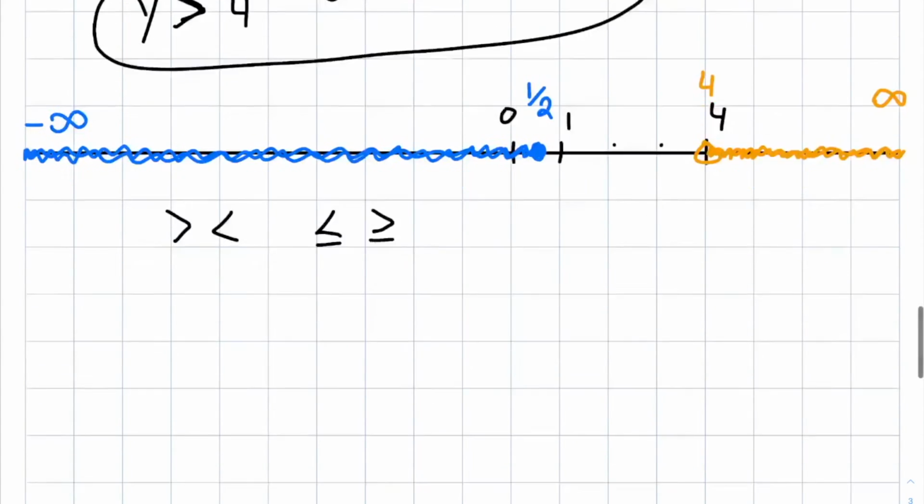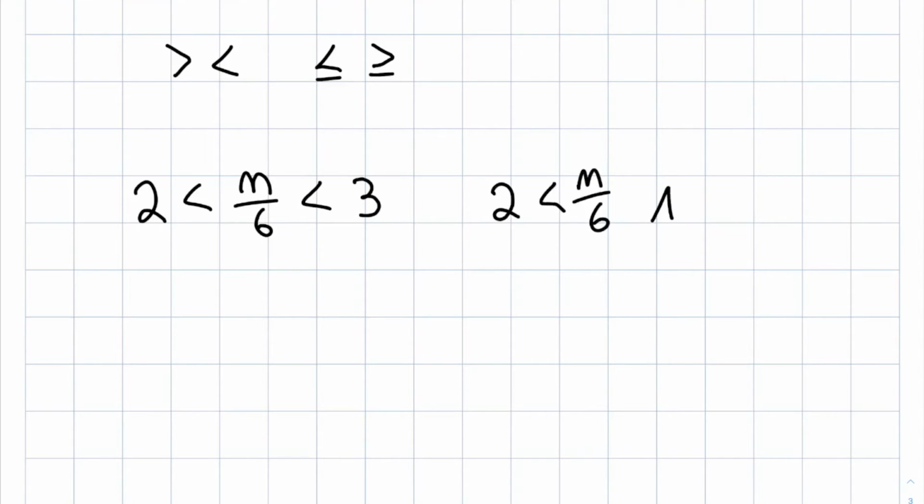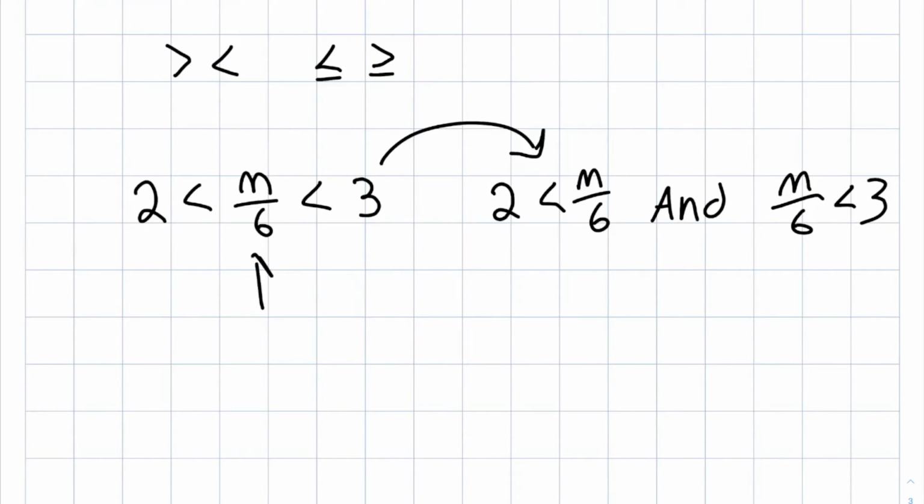If we have something that looks a little different, we can have 2 is less than m over 6 is less than 3. So this looks a little different because we don't have an and or an or, but really this is an and problem in disguise. This says 2 is less than m over 6 and m over 6 is less than 3. So all I did was just write this twice and work it that way. And if you want to convert these over to these, then that's fine. But I think this is a little easier to look at once we've talked about it.